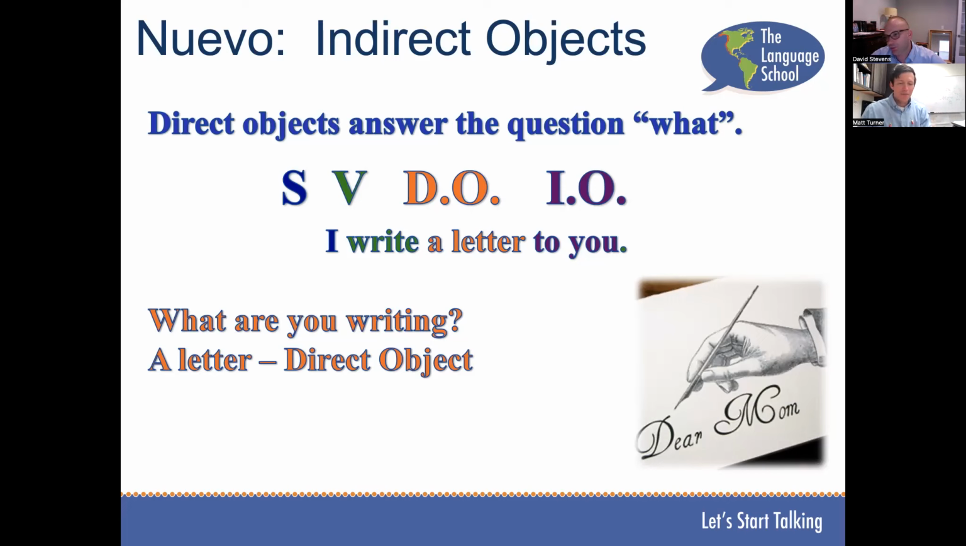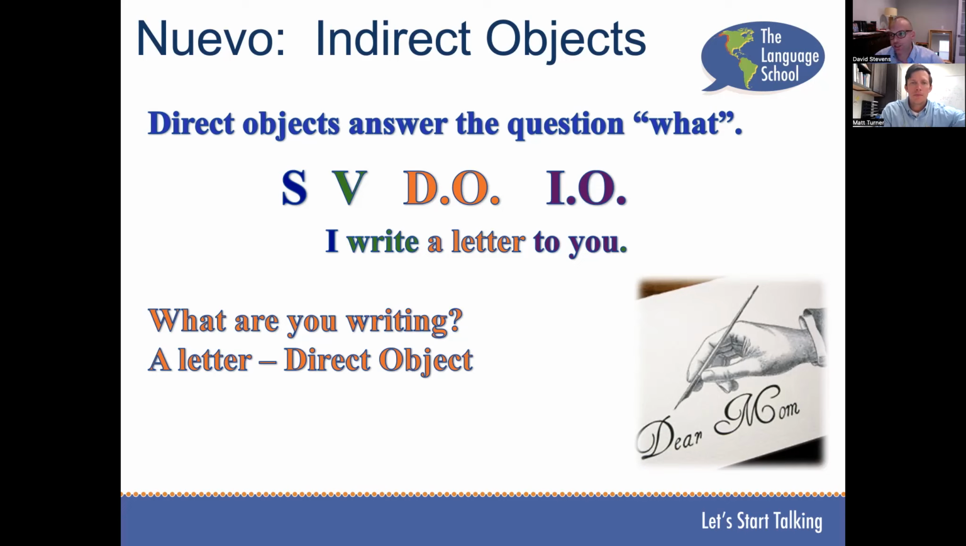So in a super simple sentence, all you really need is a subject and a verb, right? Like I write. However, we've just given absolutely no detail. It's grammatically correct. However, it's really missing a lot of information, right? So you might ask somebody, well, what are you writing? Okay. I write a letter.